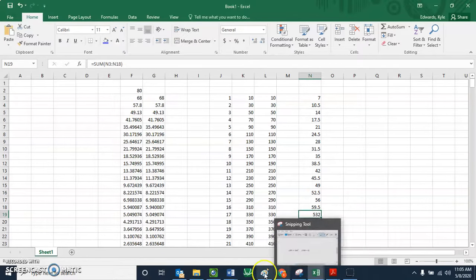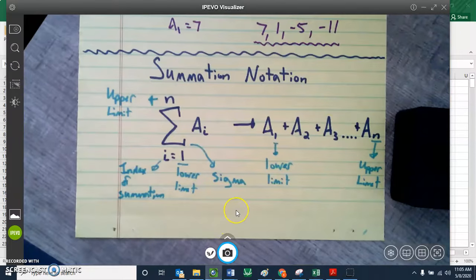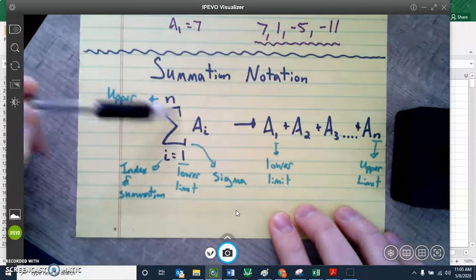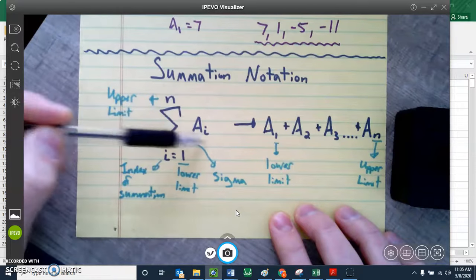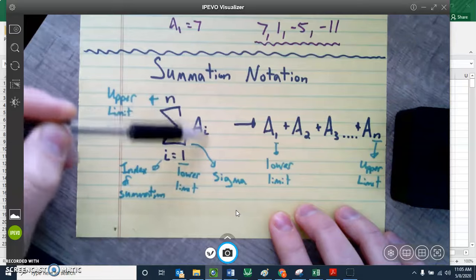Sigma means to add all of the terms in a sequence. So this is telling me add all the terms in the sequence. The sequence is going to be defined. They're going to give you a relationship here. They're going to give you a formula here.